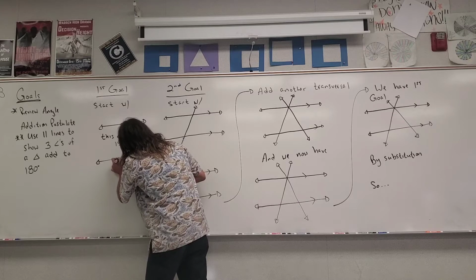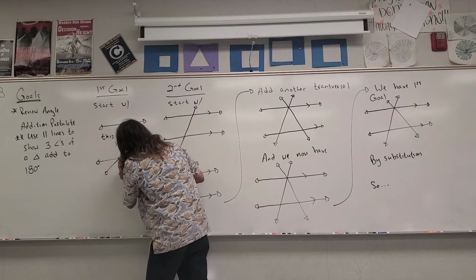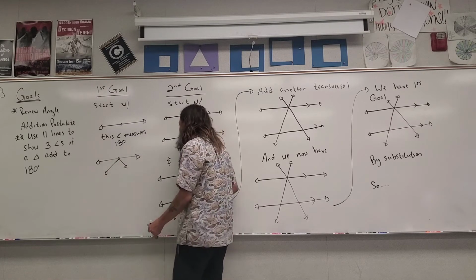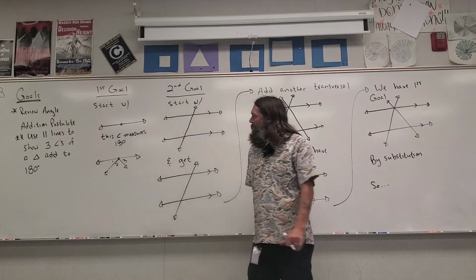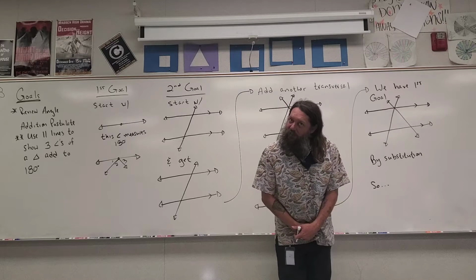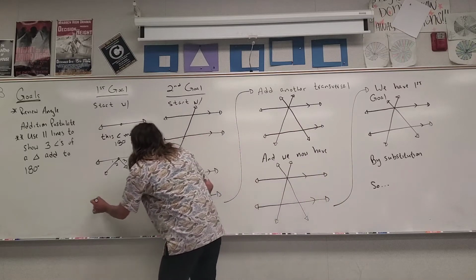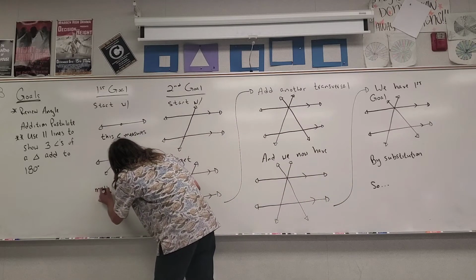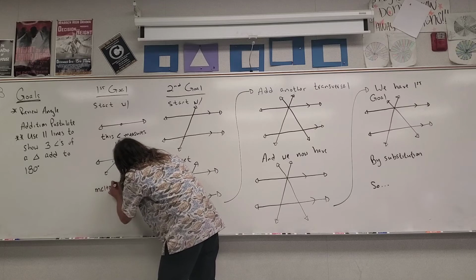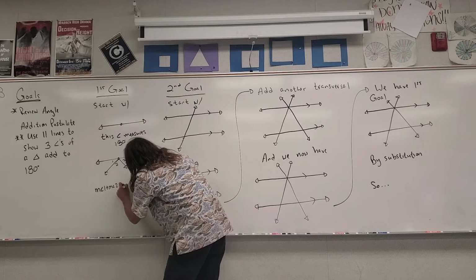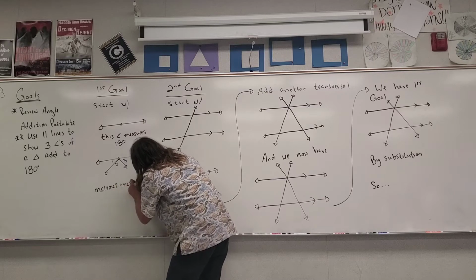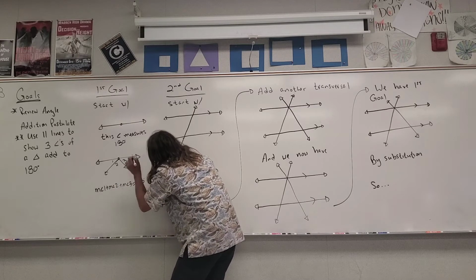So here's my straight angle, and if I add 2 rays to it, I have 3 angles. What I can say about my 3 angles is that they add to 180 degrees. So I can say that the measure of angle 1 plus the measure of angle 2 plus the measure of angle 3, those add to 180 degrees.